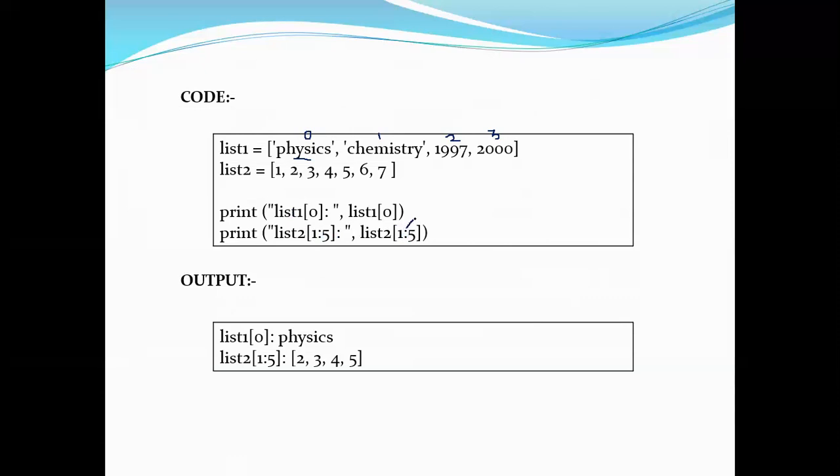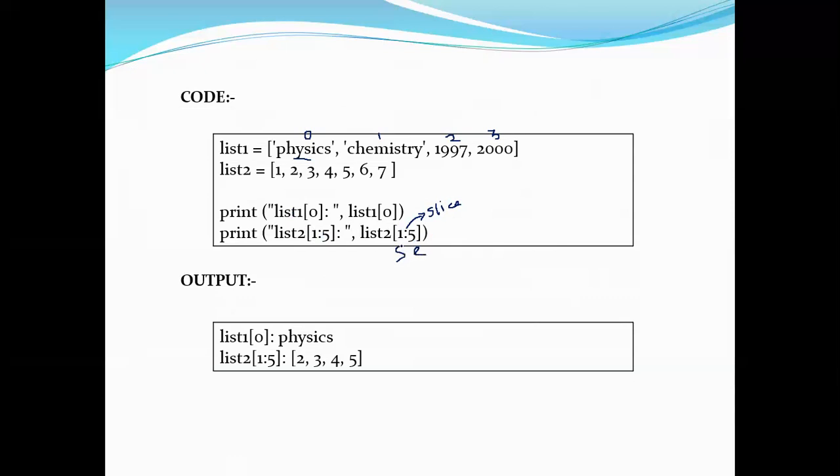This colon can be represented as a slice operator, or together I can say it as a range operator. I can say it as a range of data items, or a slice. I'm just cutting the list and then taking a slice out from it. Here my slice will have a start index and then an end index.